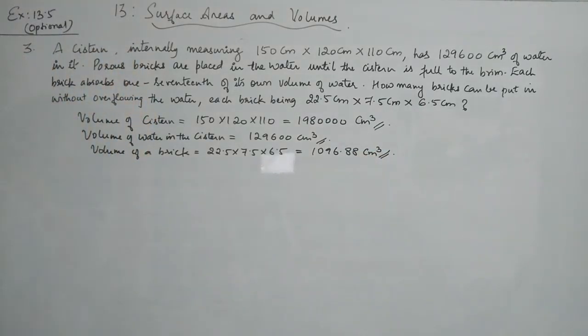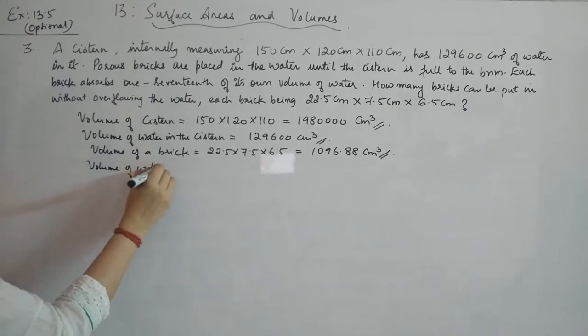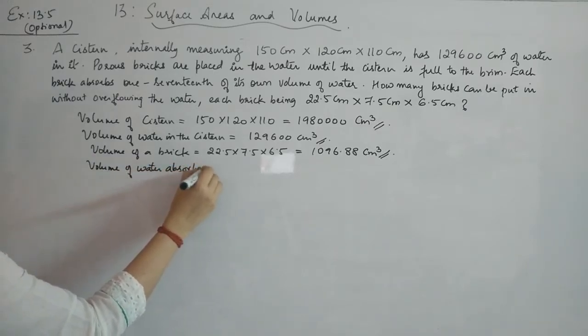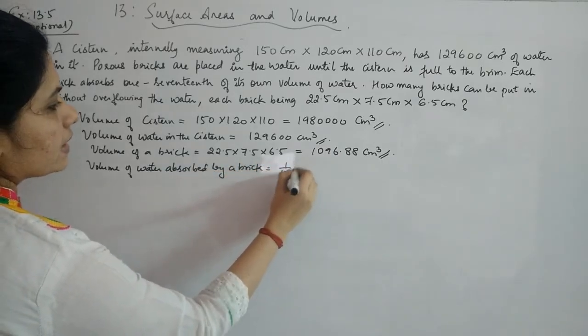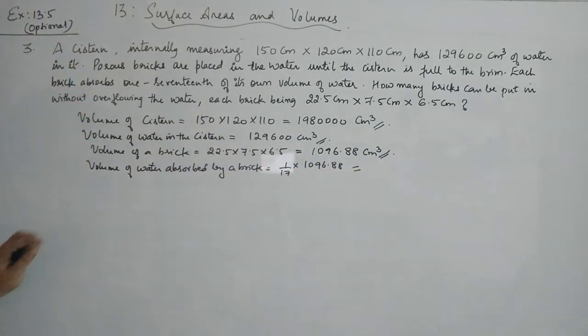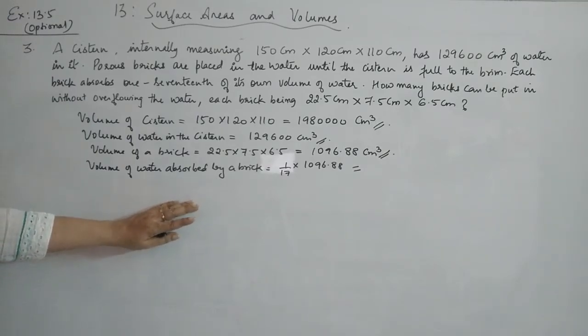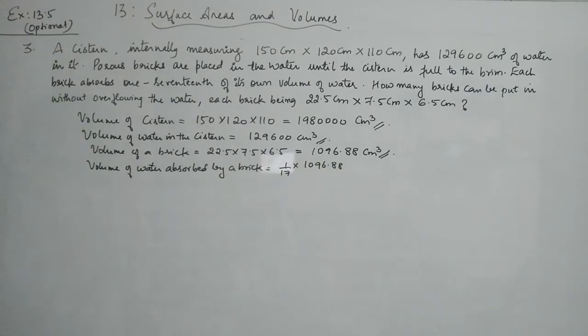Now, the volume of water absorbed by one brick will be what? By each brick it is 1/17. So 1/17 of this will give you the volume of water absorbed by that brick. Volume of water absorbed by a brick is equal to 1/17 of the volume of a brick, which is 1096.88, and we will just keep it like this because we need the volume absorbed by n bricks, which we don't know. We have to find out how many they are.